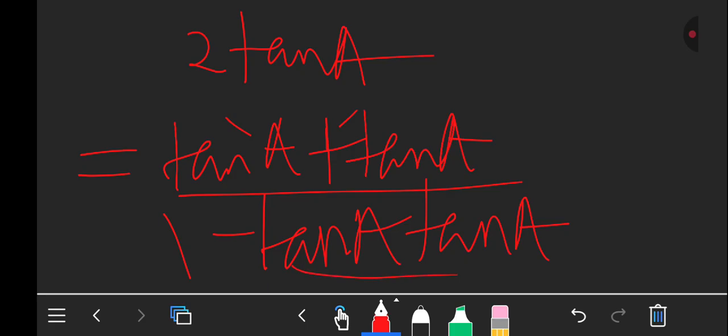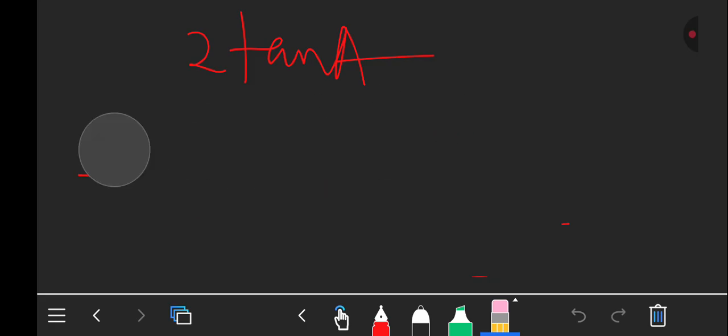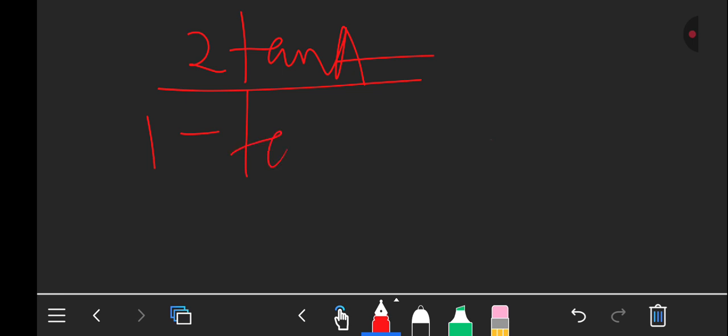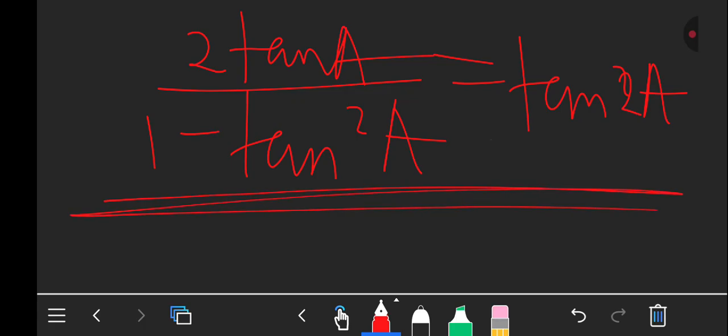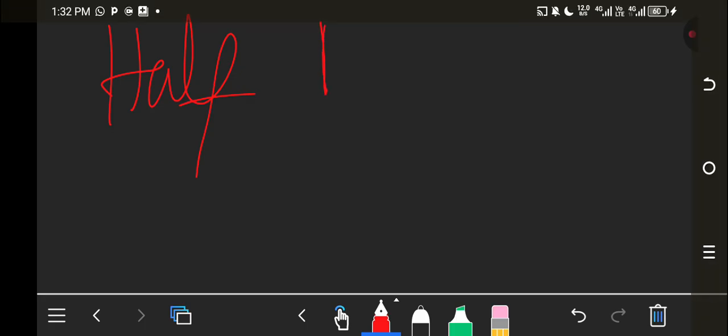You are multiplying tan A by tan A, that is tan squared A. So what you are going to have is 2 tan A over 1 minus tan squared A. So this is equivalent to tan 2A. So this is the double angle for similar angles of tan A. As simple as that. We've exhausted the double angles. Now let's look at half angles.